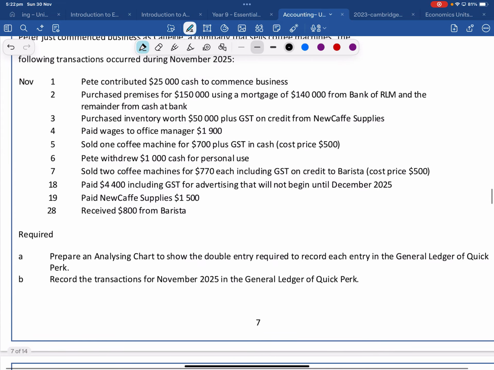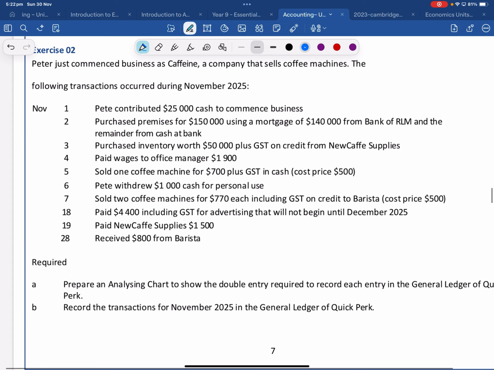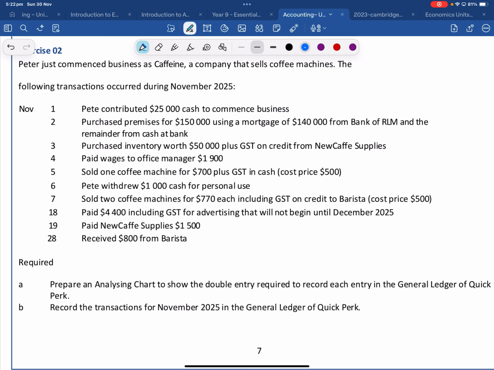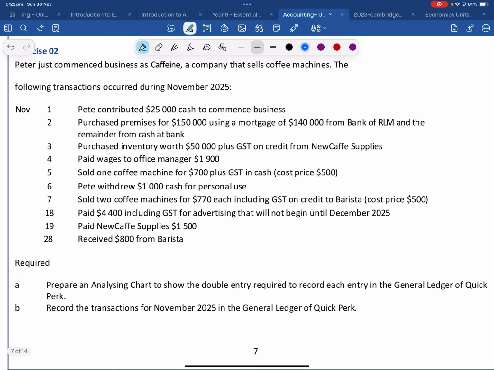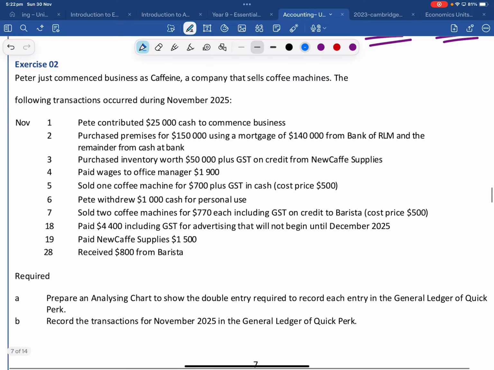Okay, first one, guys. Right, we had to do the analyzing chart. First one, Pete contributed 25,000. Peter is selling coffee machines called Caffeine. Following transactions occurred during 20. Pete contributed 25,000 to cash to commence business.